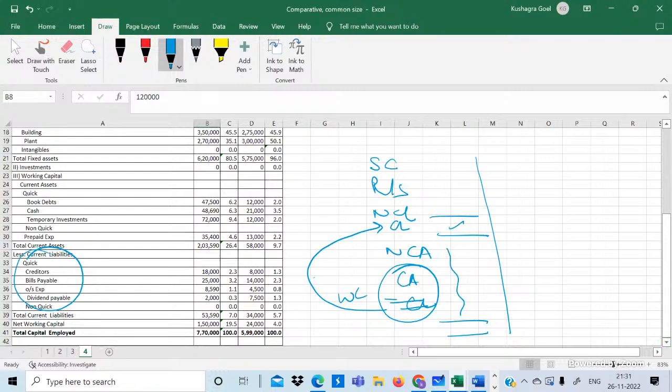So again, the way you are comfortable, you can do it. I'm not trying to see whether you show current liabilities along with current assets or you show it separately. I'm just trying to figure out whether you understood the concept. So you do the calculation properly and the interpretations are more or less in line.